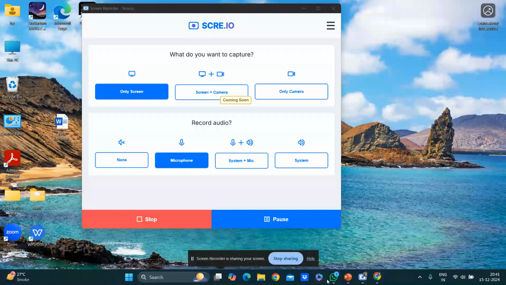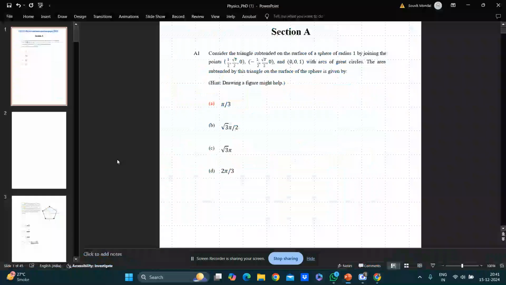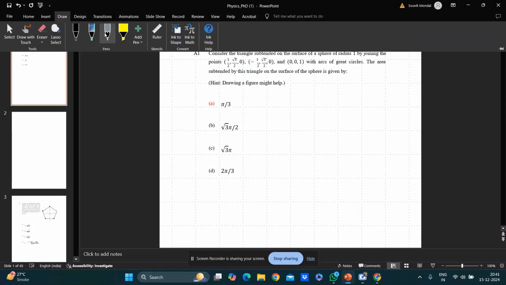Okay, so finally I am going to discuss the part A questions. Honestly speaking, I am not able to solve all the questions. I was only able to solve 17 to 18 questions. So I will discuss all that in detail.